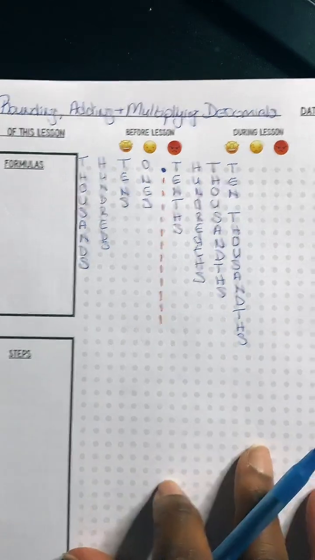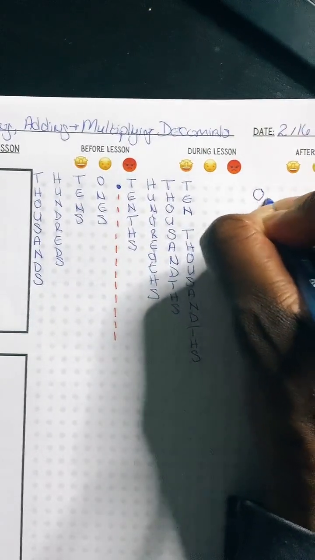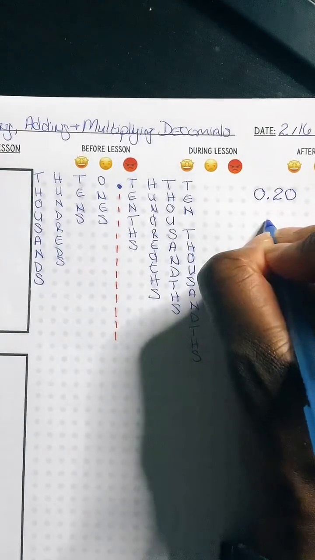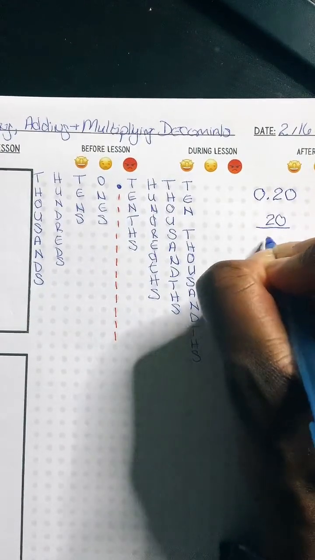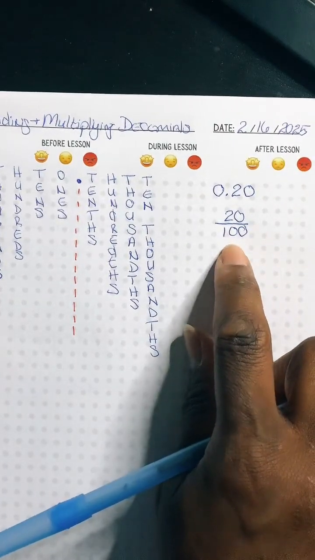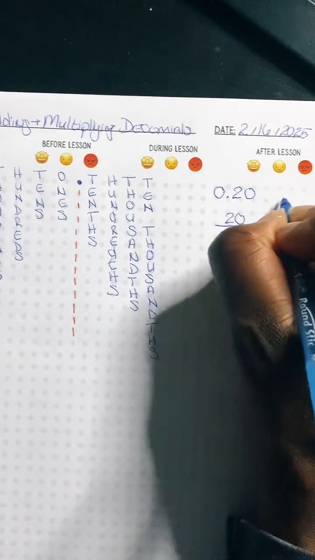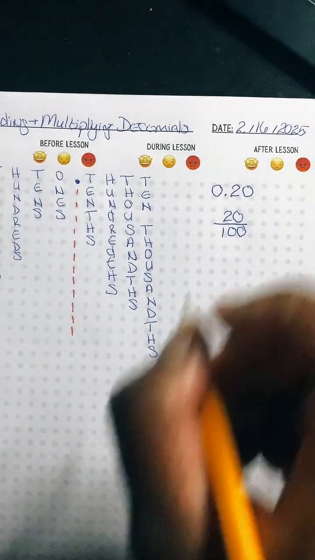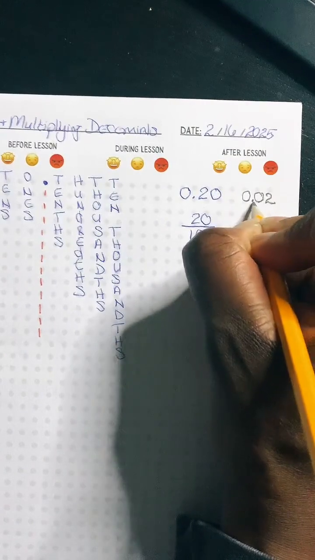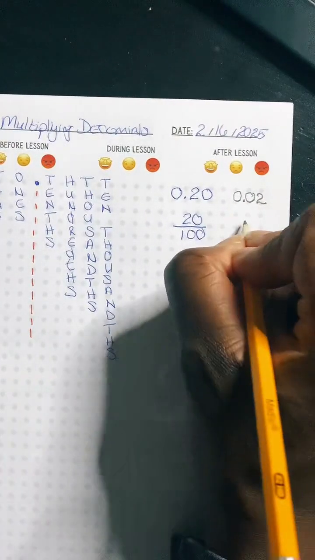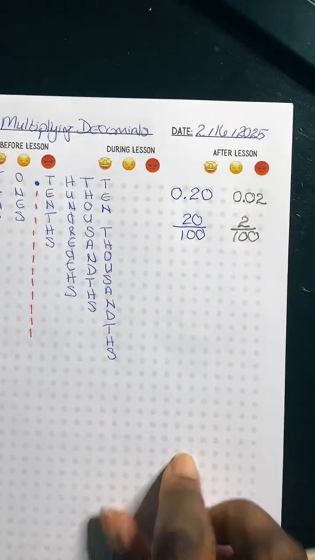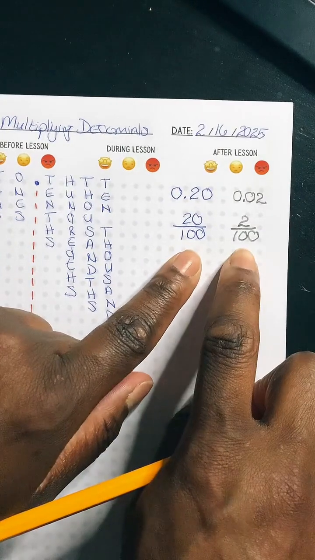So if I say 20 cents, 20 cents is basically 20 out of 100 pennies. This is what a decimal is. 20 cents is completely different from 2 cents. 2 cents is 2 out of 100 pennies. There's a difference between 20 cents and 2 cents.